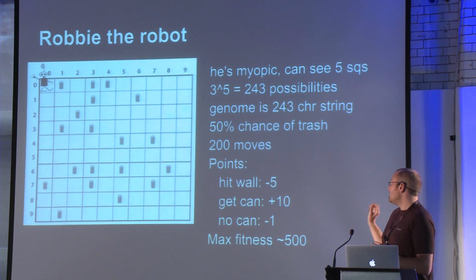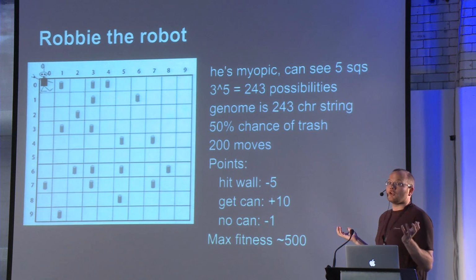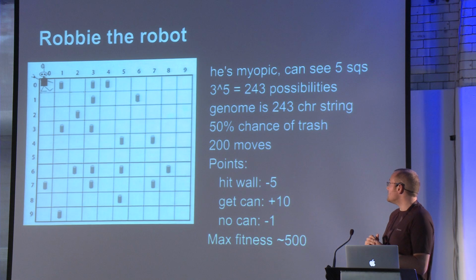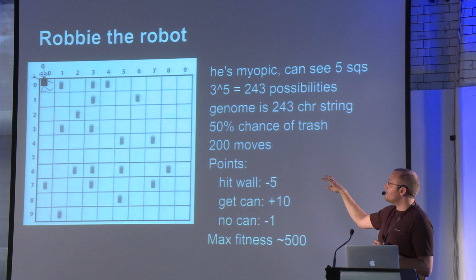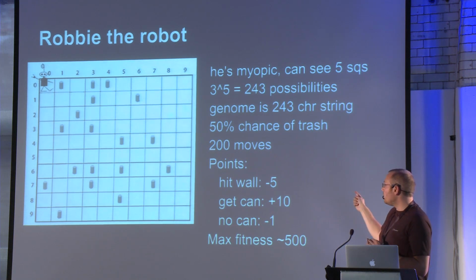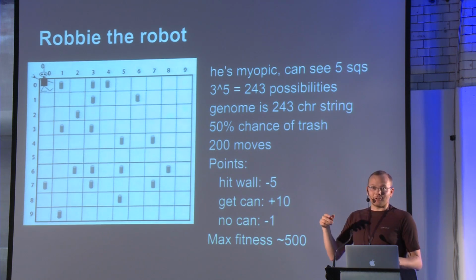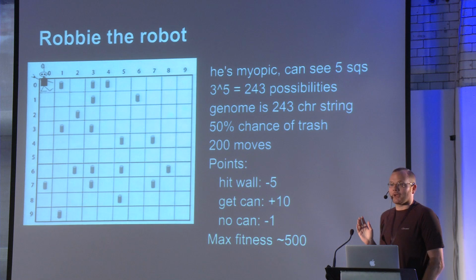So he's given 200 moves as the fitness function, because that's how we decide how good a particular solution to our problem is. His fitness is measured over 200 moves, repeated. How many of the cans does he get? If he hits a wall, he gets 5 points deducted. If he gets a can, he gets 10 points. If he picks when there's no can, he loses a point. So the max fitness is around 500. With all you guys logged in, we very quickly reached there.